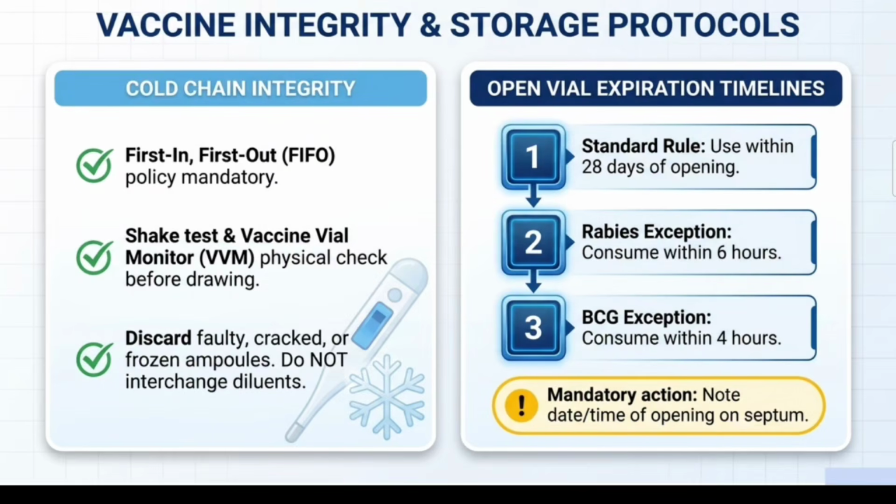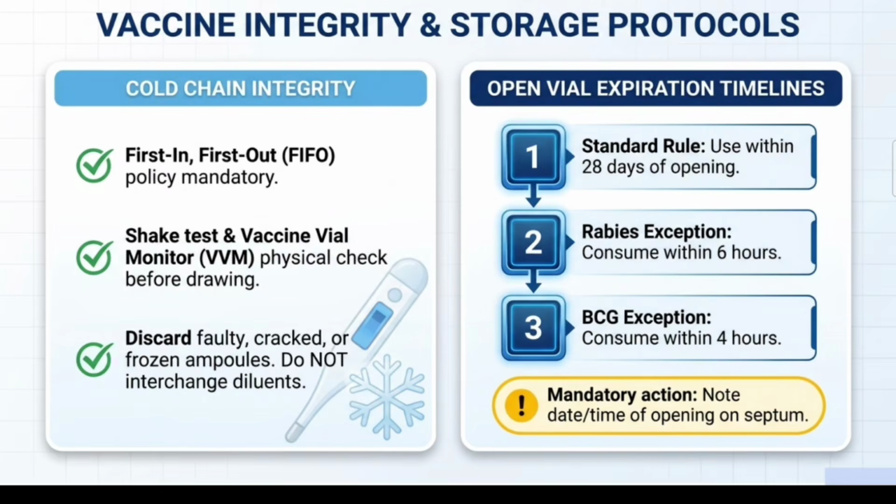The cleanliness and hygiene of the storage instrument should be maintained. Vaccine vial monitor, shake test, fridge watch indicators, and thermometer readings should be checked. Physical examination of the vaccines should be done before drawing from the vials. If any faulty vaccine is found, it should be discarded. If it is cracked or frozen, the vial should be discarded immediately. And do not interchange diluents between vaccines.